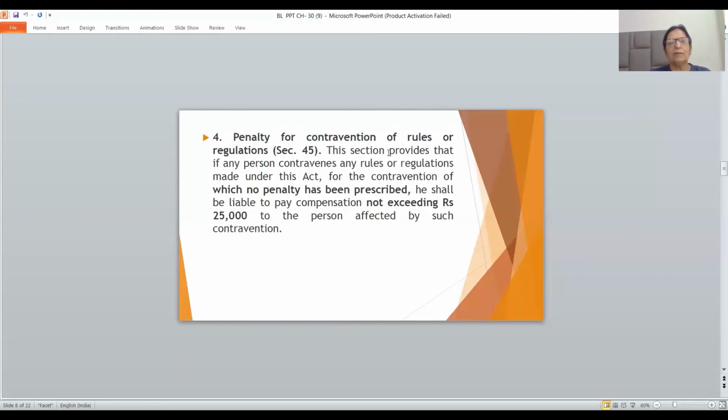Moving ahead, point number 4 is penalty for contravention of rules or regulations. If certain rules or regulations are contravened, for which no penalty has been provided, he shall be liable to pay compensation not exceeding ₹25,000 to the person who has been affected by such contravention.